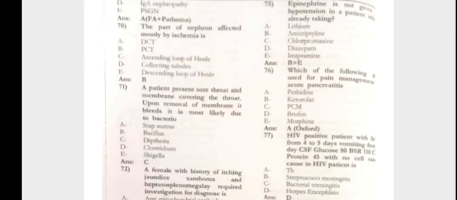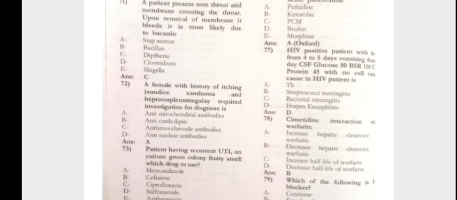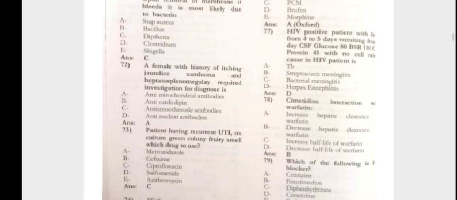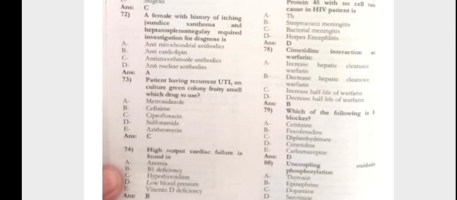The patient presents with a sore throat, a membrane in the throat that won't come off and bleeds. This is diphtheria. A female with a history of itching, jaundice, xanthoma, and hepatosplenomegaly requires investigation for diagnosis: the anti-mitochondrial antibodies. A patient has recurrent UTIs. On culture, green colonies with a fruity smell. Which drug is used? Ciprofloxacin.